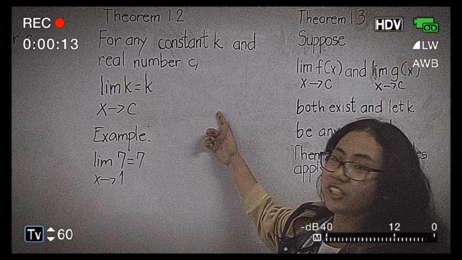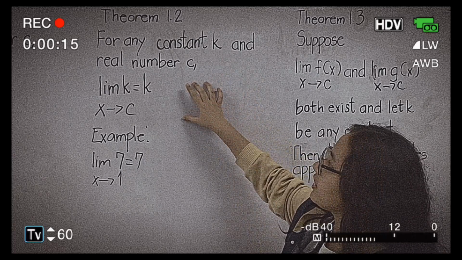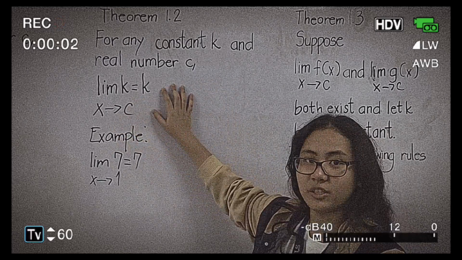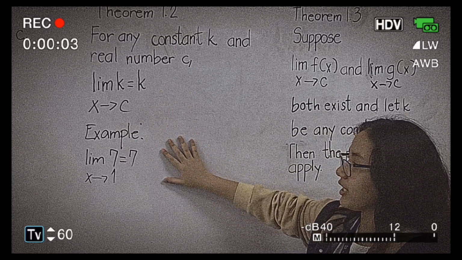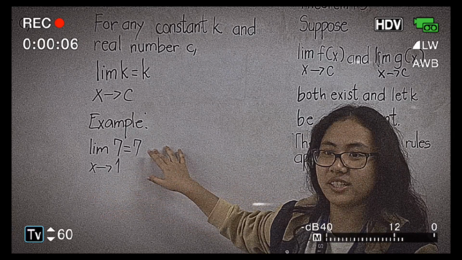Next we have Theorem 1.2, which states that for any constant k and real number c, the limit of k as x approaches c is equal to k. We have here an example. The limit of 7 as x approaches 1 equals 7.